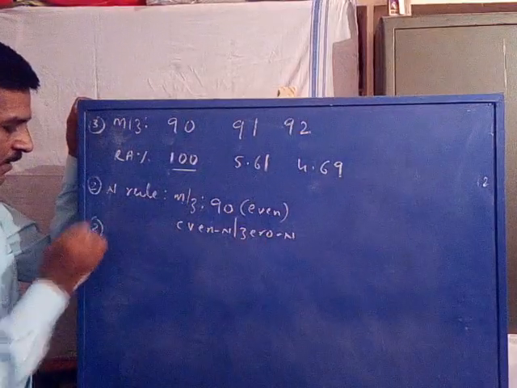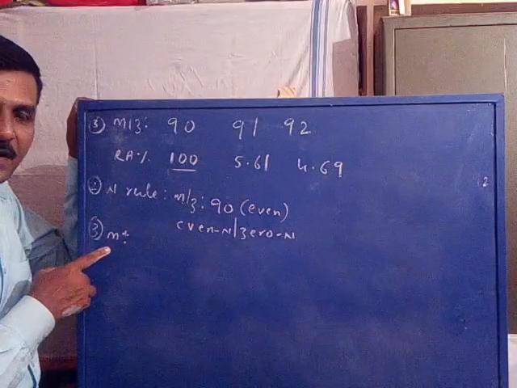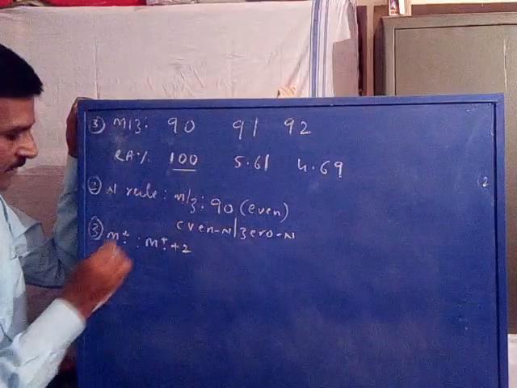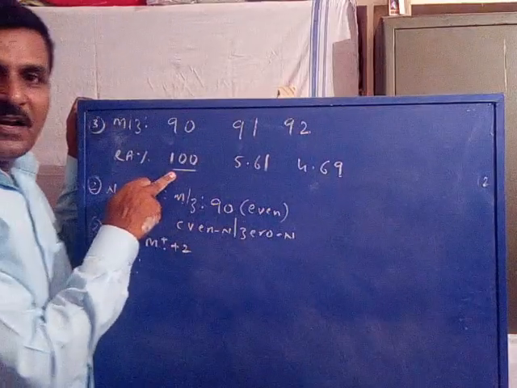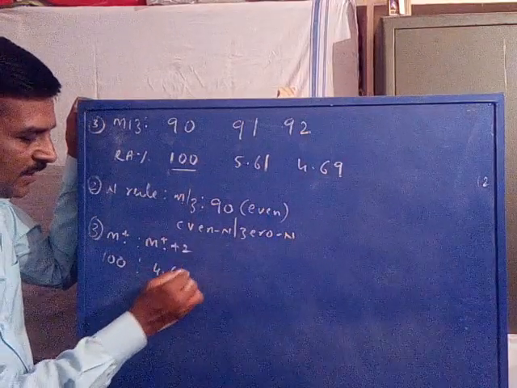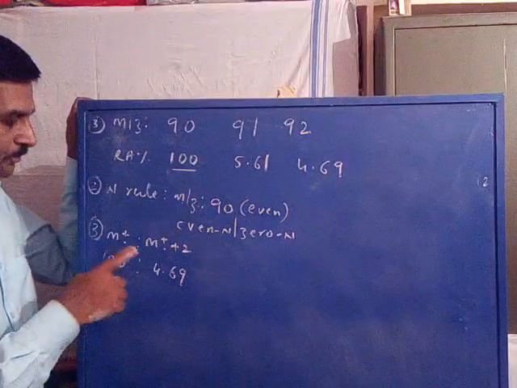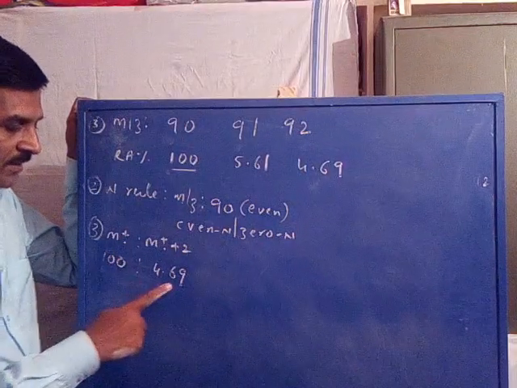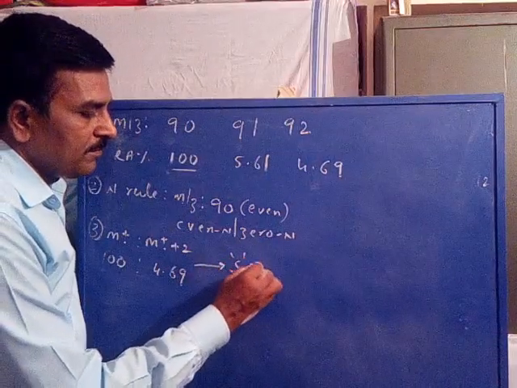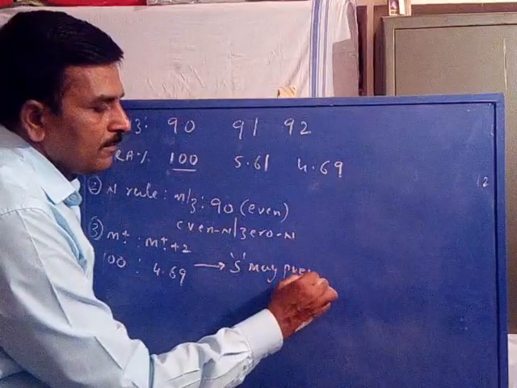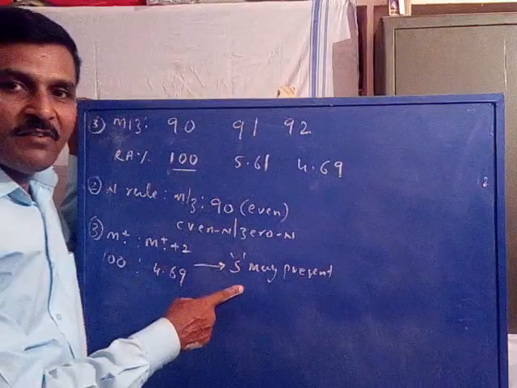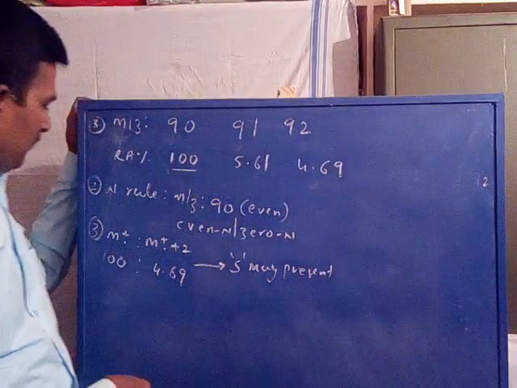Next, the third guideline: comparison of the molecular ion signal intensity with the molecular ion +2 signal intensity. The molecular ion signal intensity is 100% and the +2 signal intensity is 4.69%. What does this indicate? Sulfur may be present. This relation indicates there may be the presence of sulfur.